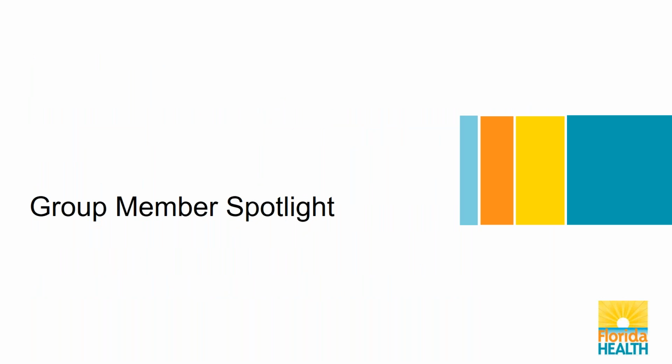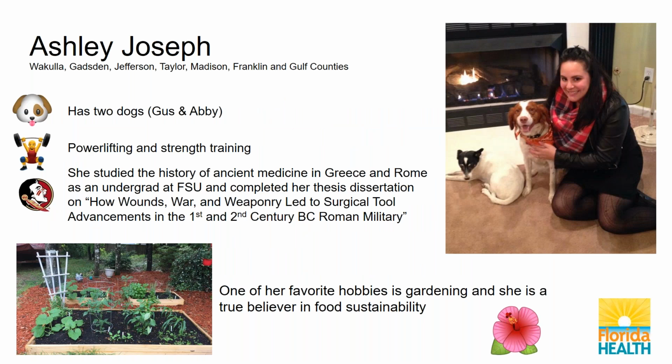All right, so let's quickly do our group member spotlight. So we have Ashley Joseph, and she has 2 dogs, Gus and Abby. This is Abby here in her picture. Two of her hobbies are powerlifting and strength training. She studied the history of ancient medicine in Greece and Rome as an undergrad at FSU and completed her thesis dissertation on how wounds, war, and weaponry led to surgical tool advancements in the 1st and 2nd century BC Roman military.